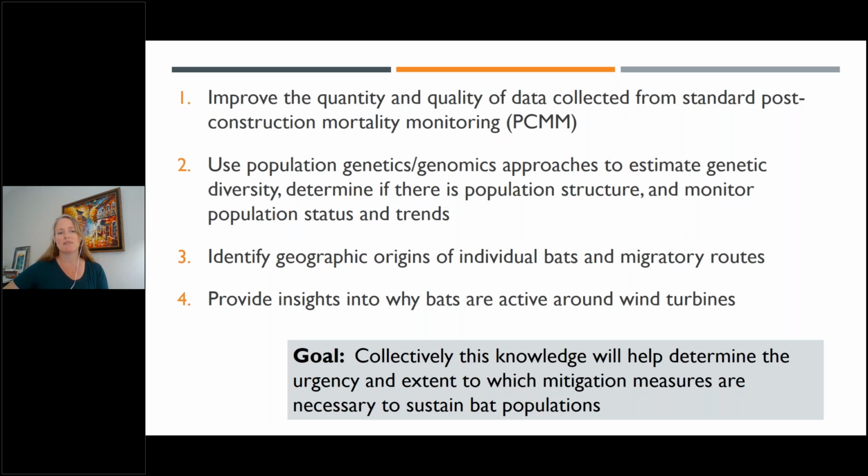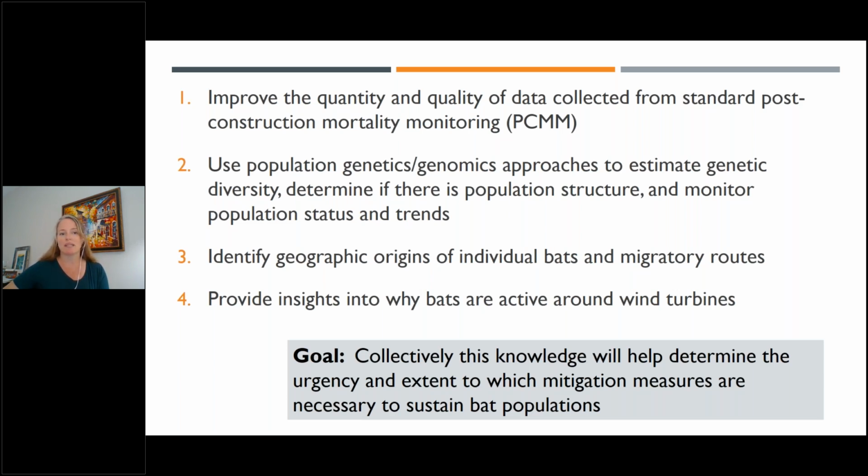The second reason is that from these samples, we can use population genetics or genomics approaches to estimate genetic diversity, determine if there's population structure, and then also monitor for population status and trends going forward in time. The third reason is that from these samples, particularly hair samples, we could identify the geographic origin of individual bats and potentially their migratory routes.